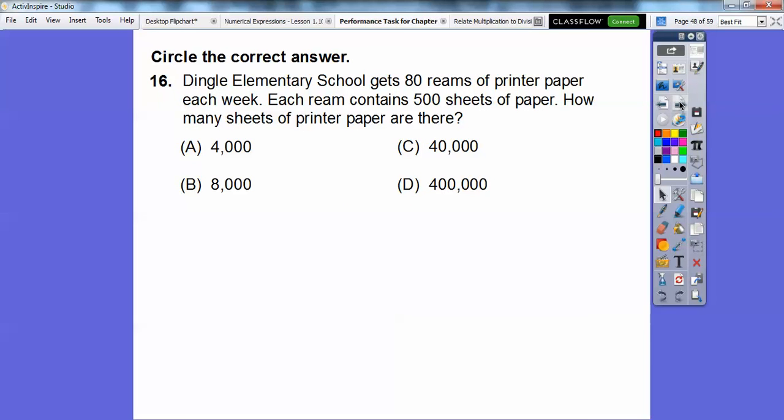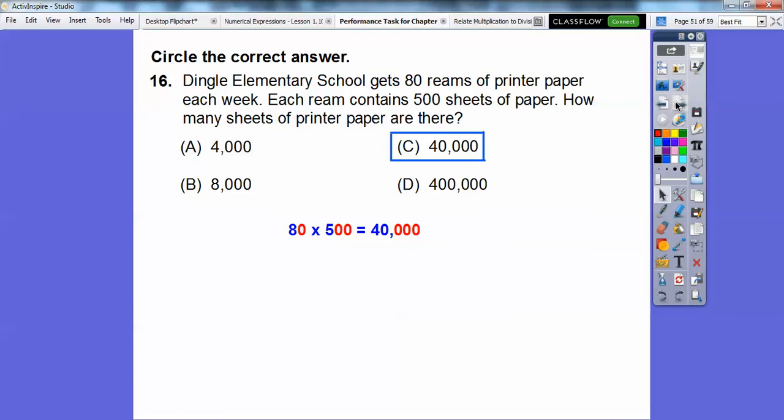Okay, let's see. Dingle Elementary School gets 80 reams of printer paper each week. Each ream contains 500 sheets of paper. How many sheets of printer paper are there? Okay, well, we're going to multiply 80 times 500, okay? So what's 8 times 5? 8 times 5 is 40, and then we just add these 3 zeros. This one right here, and these two right here, and I think I color-coded that right there, yeah. So here's 8 times 5 is 40, that blue 40, and these red zeros come from these 3 right here. So 40,000, so it's going to be choice C right there, okay?